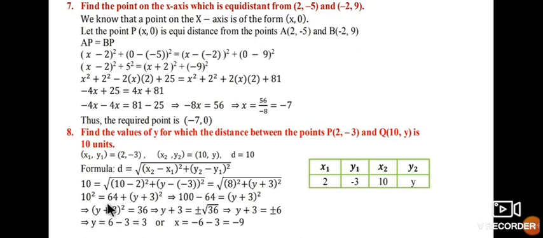10 square is 100. Transposing 64 to this side, 100 minus 64 is equal to (y plus 3) whole square, which is 36. Therefore y plus 3 is equal to the square root of 36, that is plus or minus 6. So y is equal to 6 minus 3, which is 3, or y is equal to minus 6 minus 3, which is minus 9. Therefore the value of y is 3 or the value of y is minus 9.